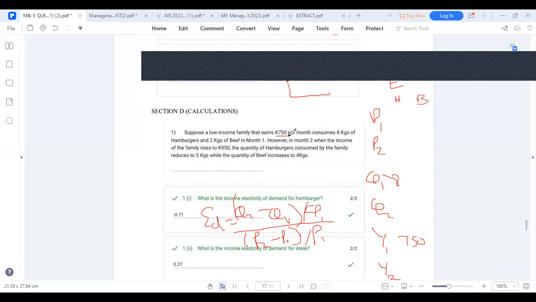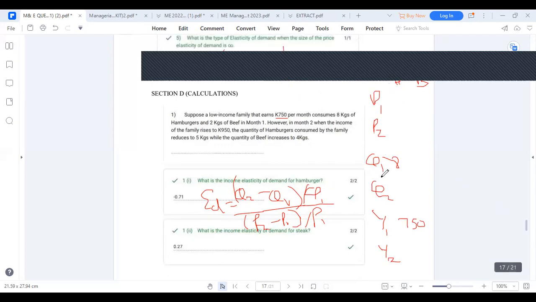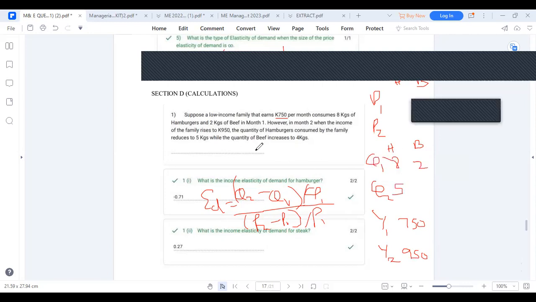So suppose the low income earns 750. The income is the same regardless of whatever good we're dealing with. So income is 750 and consumes 8 kgs of hamburger. So hamburger, 8 kgs, and here we have beef, 2 units in month 1. However, in month 2, the income rises to 950, so 750 to 950. And we are told that the quantity of hamburgers consumed reduces to 5 units. Initially it was 8, it goes to 5, whilst beef increases from 2 to 4.